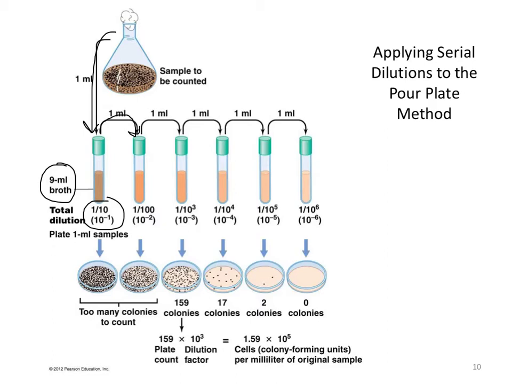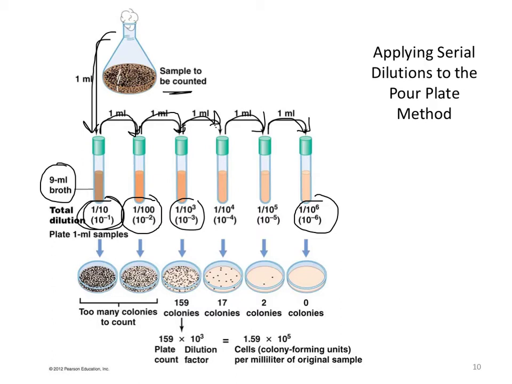So the next tube represents a 1 in 100 or 10 to the minus 2 dilution of the original sample. You mix that well, you take 1 ml from that, you put it in the next one. Mix it well, take 1 ml of that, put it in the next one, and so on, and so on. So there are a total of 6 dilutions shown here, ranging from a 1 in 10 dilution to a 1 in 1 million dilution, or 10 to the minus 6.